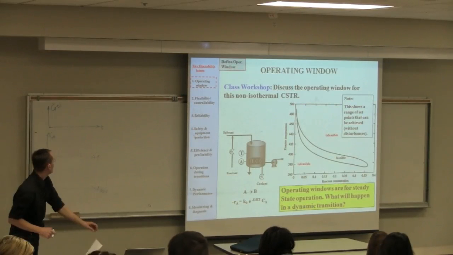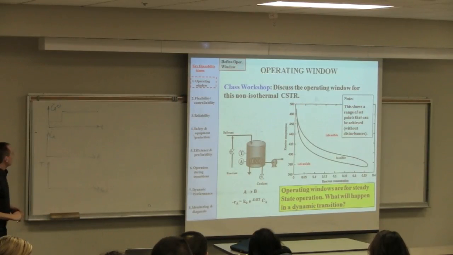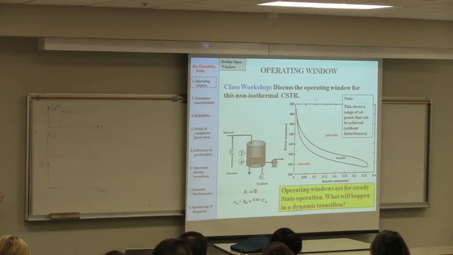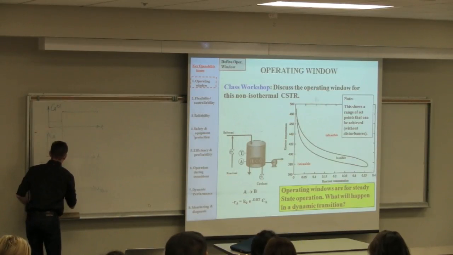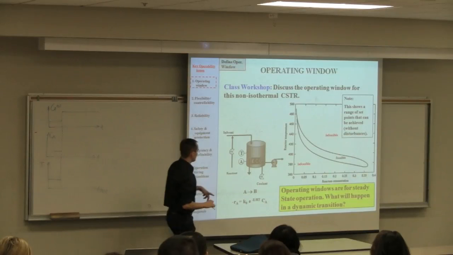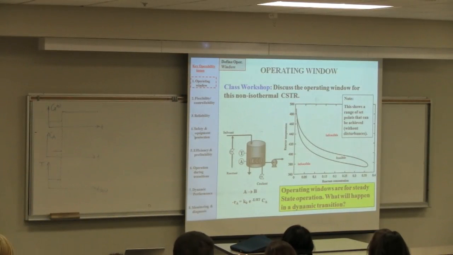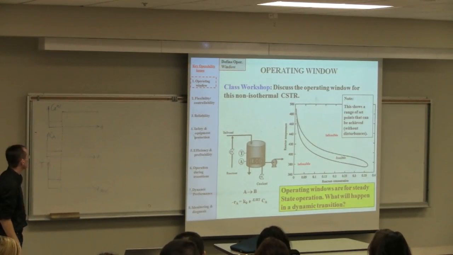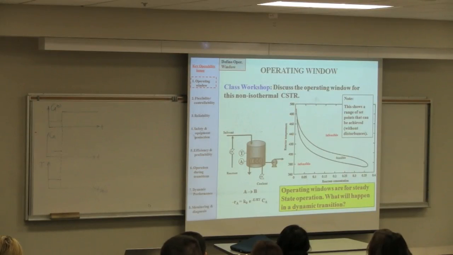So if I had a situation occurring where I had a step change in my Ca0, what would happen to Ca and what would happen to the temperature T? So roughly at this time, we have a step change occurring in my inlet concentration. Now we've got some coolant controlling the temperature in that tank. What do we expect to happen to Ca the moment there's an increase in the feed concentration? What will happen to the unreacted A?